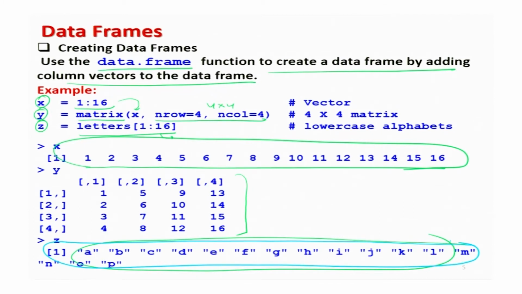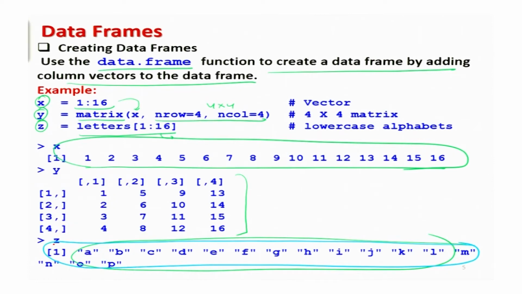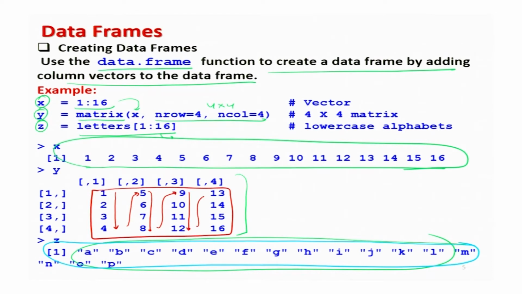Now, if you look at this matrix y, you can see the numbers from 1 to 16 are arranged column wise: 1, 2, 3, 4, and then it goes here, then 5, 6, 7, 8, then come here, then 9, 10, 11, 12, and then come here, then 13, 14, 15, 16.